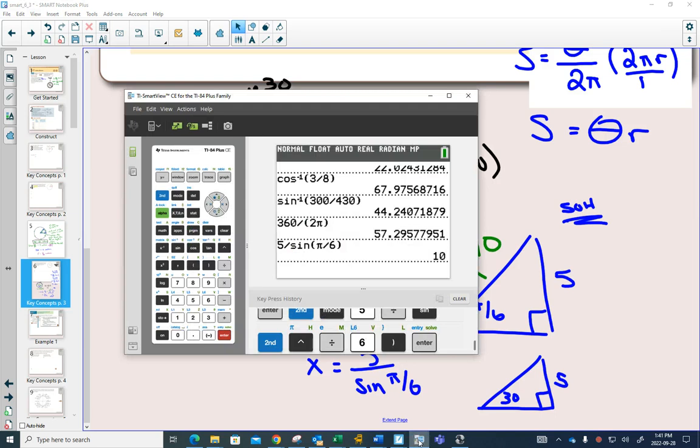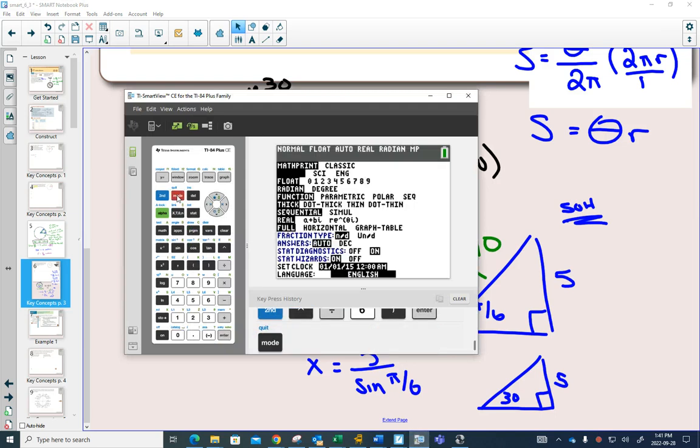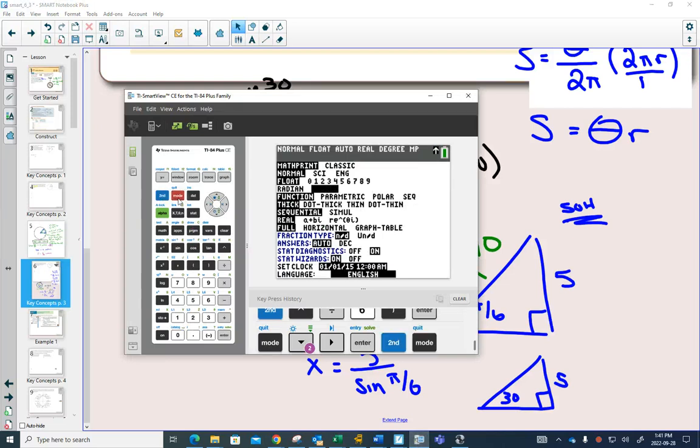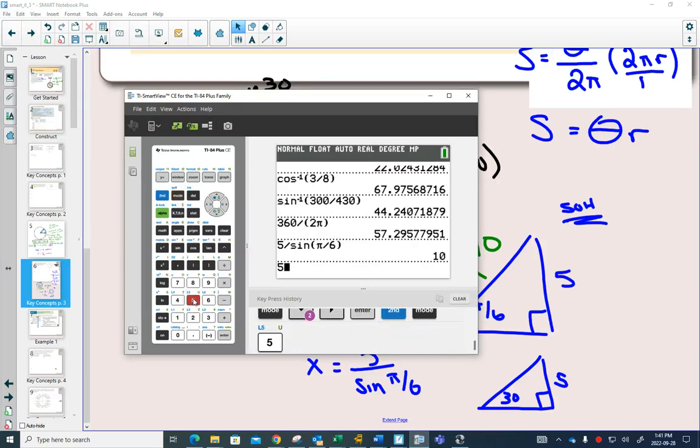Change our calculator back to degrees. Hit the mode button. Back to degrees. Can you see that this question would have been the same as doing 5 divided by sine of 30? So I go to my calculator. I do 5 divided by sine of 30, and I get 10 as well. You get the same answer, but your calculator has to know what you're talking about because it needs to know what units you're using when you're talking in angles.